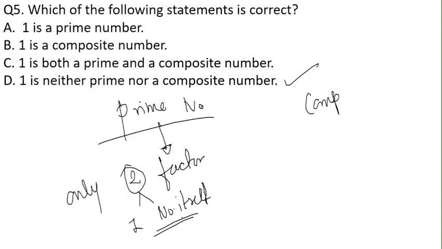Okay, so from here, the prime number definition is that it has only two factors, not more than two, not less than two. So 1 has only one factor, so we can clearly conclude that 1 is not a prime number. To be a composite number, the number should have more than 2 factors. Again, 1 does not have more than one factor. So it is neither a composite number nor a prime number. So option D is the correct answer for the given question.